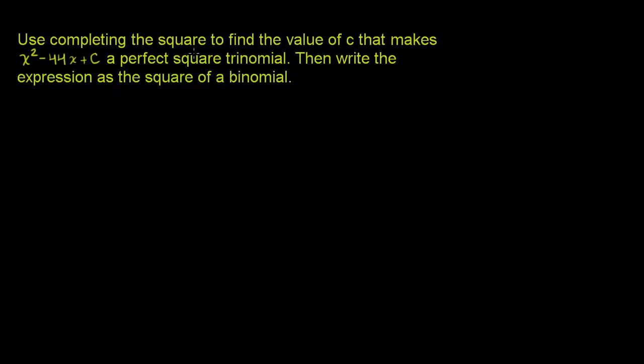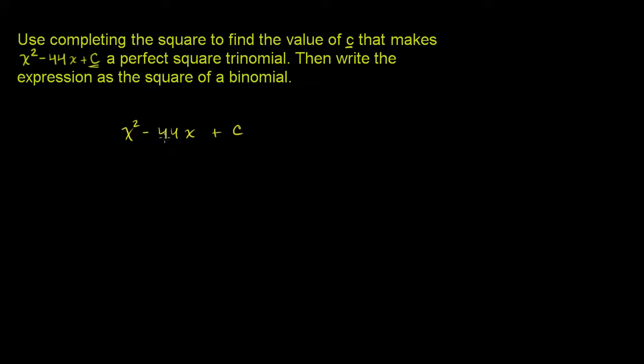Use completing the square to find the value of c that makes x squared minus 44x plus c, so we need to figure out a c that makes it a perfect square trinomial. And a trinomial is just a polynomial with 3 terms. Then write the expression as the square of a binomial. So we have x squared minus 44x plus c.